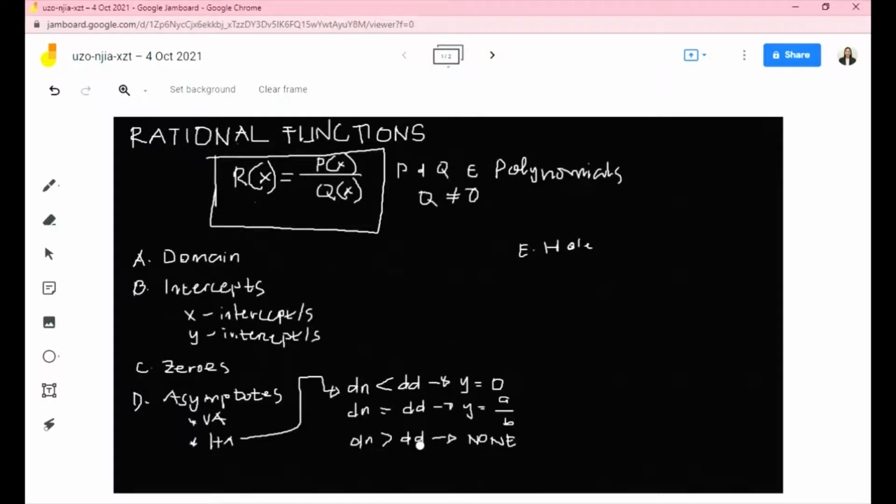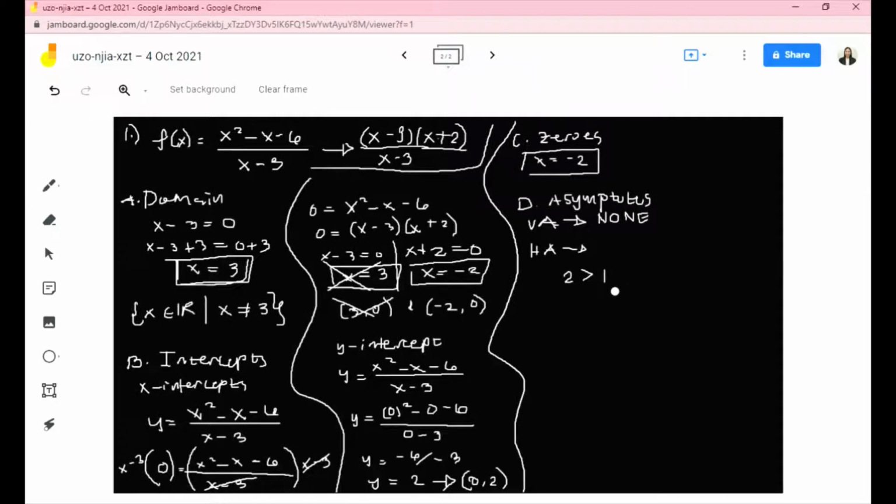Okay, none. The degree of the numerator is greater than the degree of the denominator. This means that the horizontal asymptote does not exist as well.